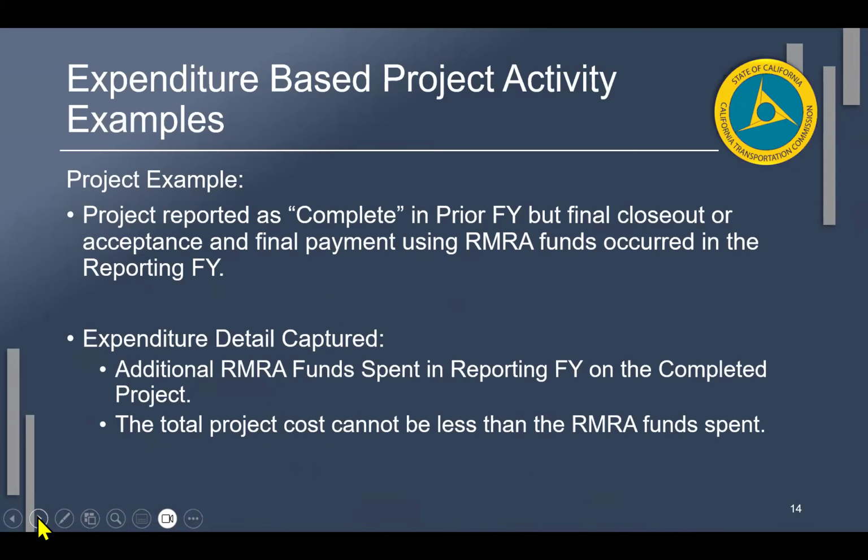Again, here's another one, but it's talking about complete, but final closeout or acceptance and final payment has not occurred. And so you can still report it as complete, and then in subsequent years, or the following subsequent reporting year, if you had additional RMRA funds that need to be captured that were spent in the closeout phase, you would be able to do so there.